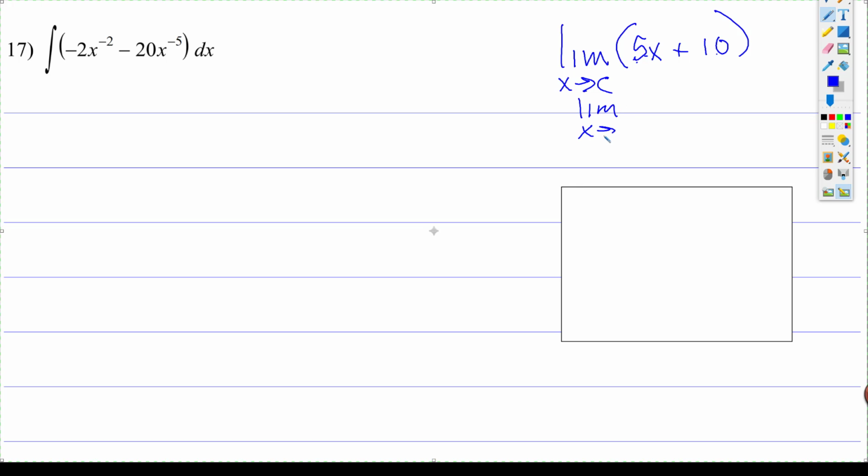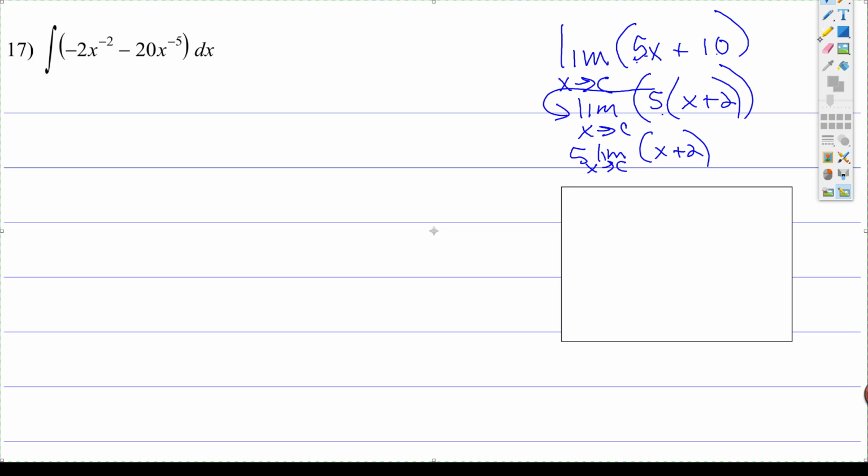The limit as x approaches some value, you could do 5 times x plus 2. Well, now you've just got this coefficient that can be brought out in front. So now you have it written like this. Okay?